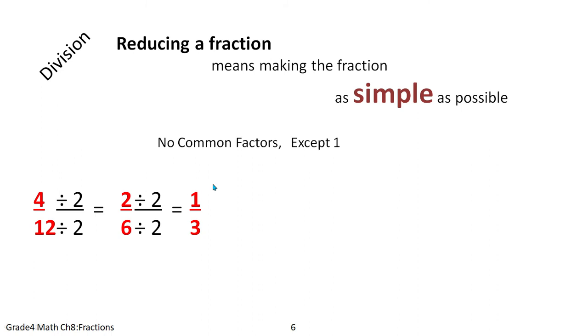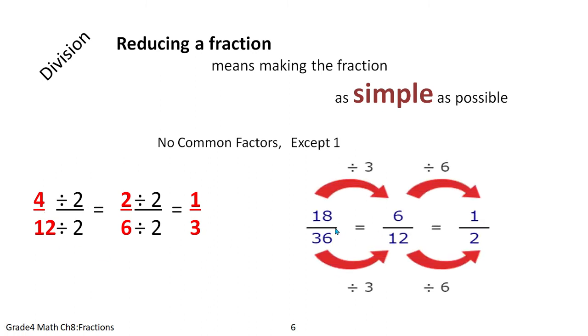Yes, so this is what we have made it to the simplest form. We have simplified the procedure. This is as simple as nothing. You cannot simplify it further. So this is the simplest form of 4 by 12. 1 by 3 is the simplest form of 4 by 12. Okay, let's see another example.